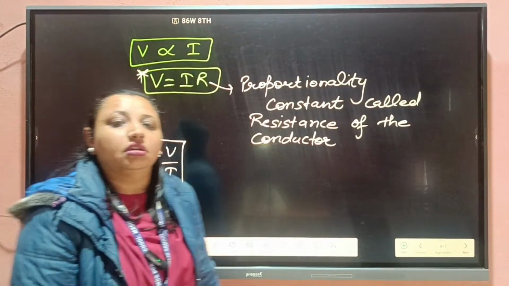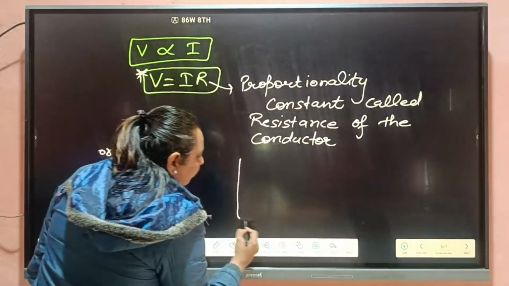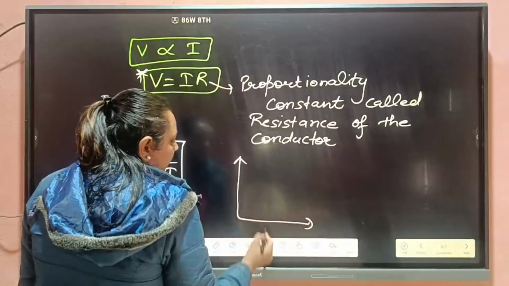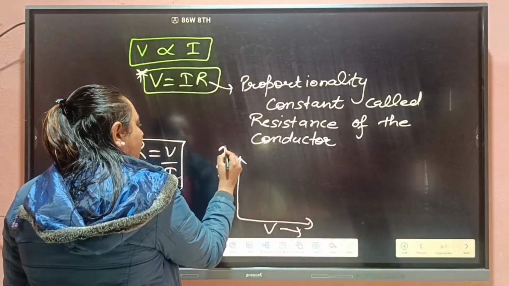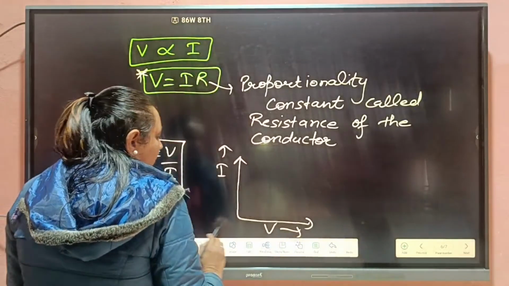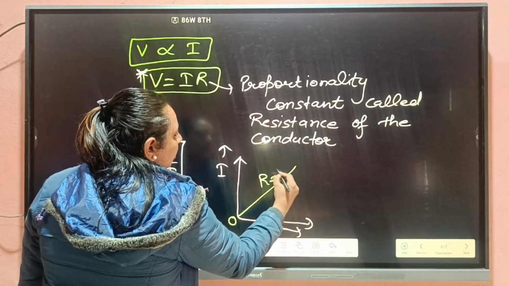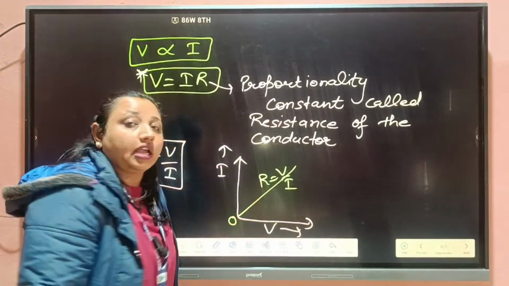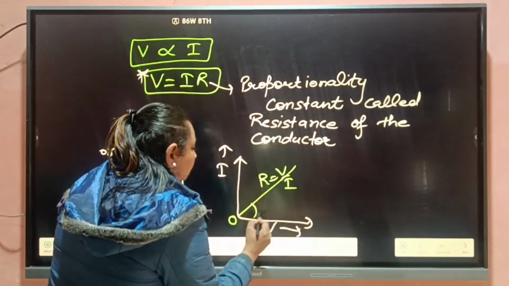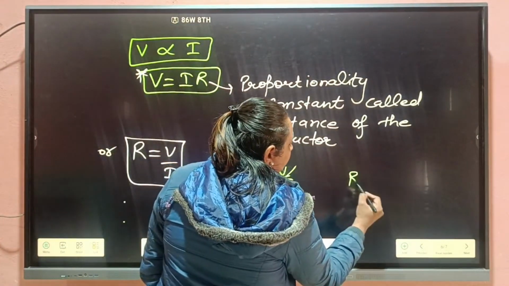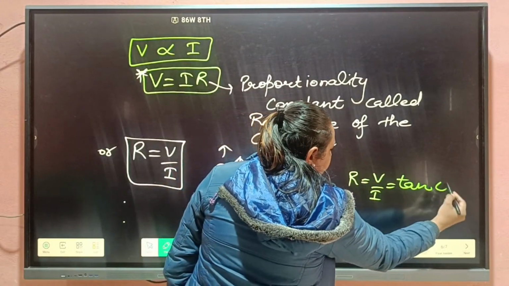If we plot, as it states कि V is directly proportional to I, so when we plot a graph between the potential difference and the current, what we got? We got a straight line. This is R. So R is equals to V upon I, and we can represent the slope with tan theta. So R is equals to V upon I is equals to tan theta.